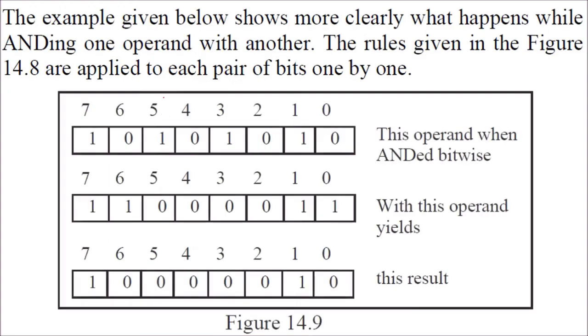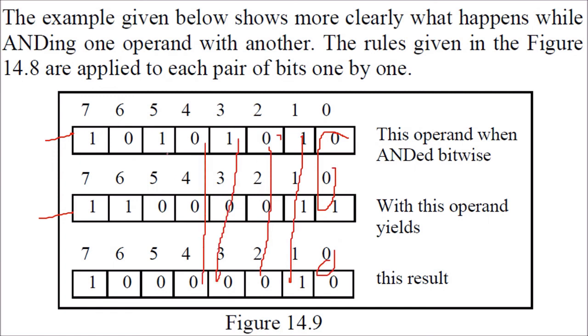Let us see what happens here. This is the first one, this is the second one, and we want to AND them. We just saw that only if 1, 1 is there, you get 1. Otherwise, if any of the bits is 0, you get 0. So see, 0, 1, you get 0; 1, 1, you get 1; 0, 0, you get 0; 1, 0, you get 0; 0, 0, you get 0; 1, 0, you get 0; 0, 1 you get 0 and 1, 1 you get 1. So this is the result.